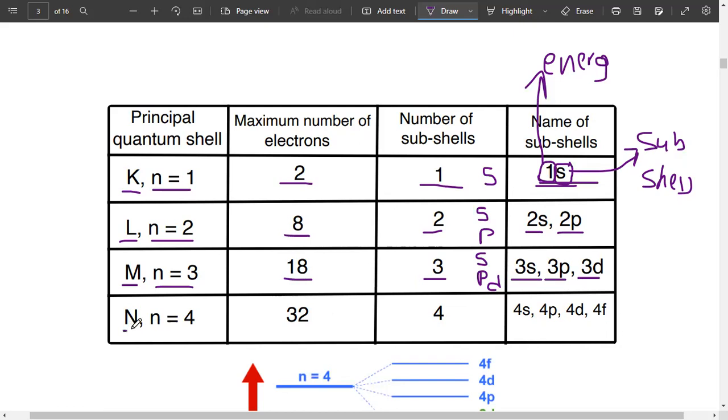If you look at the fourth shell, we also call it the N shell. N is equal to 4. Maximum number of electrons that can be occupied are 32, and four subshells are present in the n is equal to 4 or the N shell. 4s, 4p, 4d, and 4f.